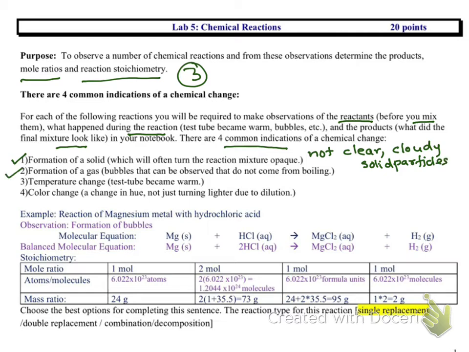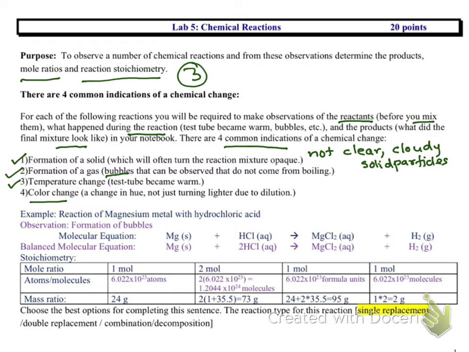Or formation of a gas, which means you will see bubbles. Temperature change: before and after mixing, your test tube is either getting warm or cold. Color change can be an indicator for a chemical reaction, or it cannot be.